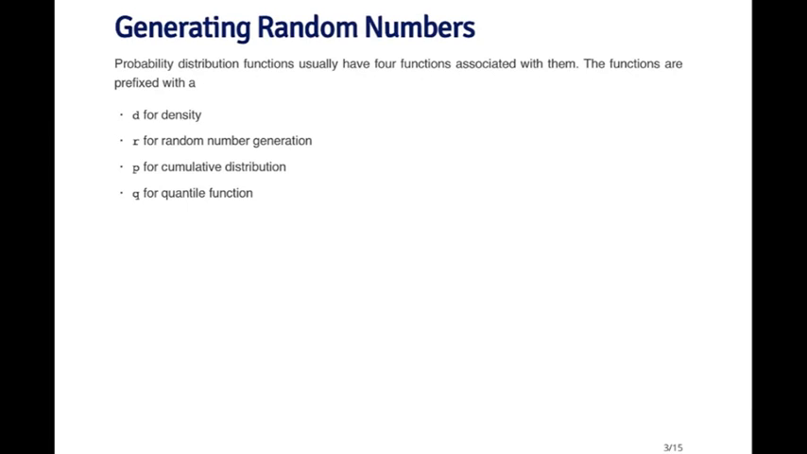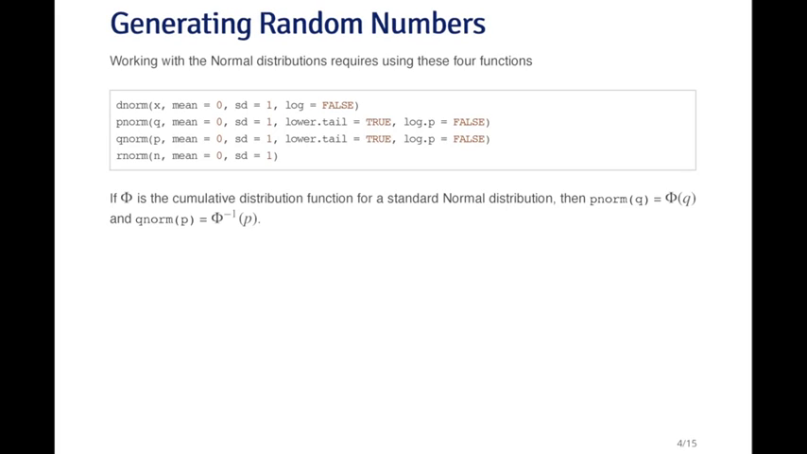Every distribution has these four types of functions. So for the gamma distribution, there will be a dgamma, an rgamma, pgamma, and a qgamma function. And for the Poisson distribution, there's the rpois, dpois, ppois, and qpois functions. Working with the normal distribution requires these four functions.